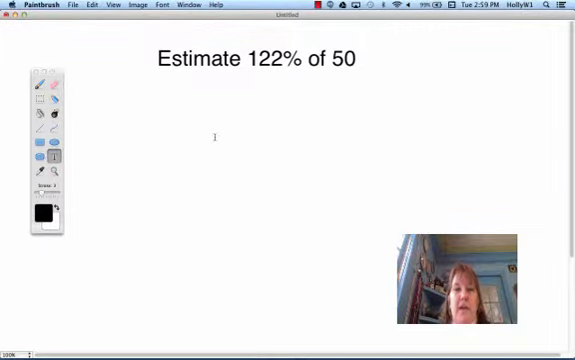Good afternoon, guys. I thought I would try to re-explain estimating percentages to you so that you would have it for homework. I think some of you got it, but I wasn't sure that all of you got it, so I will redo this for you.